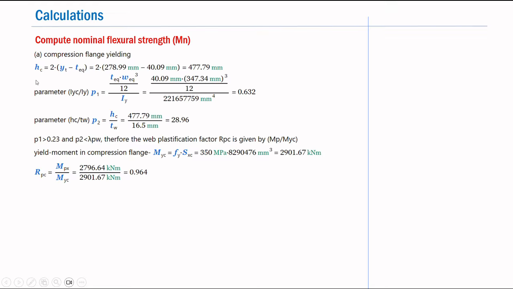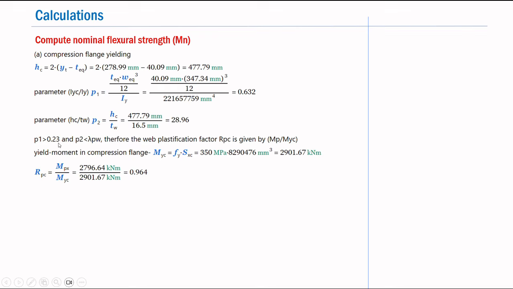For example, here there is a parameter known as hc, that is 2 into yt minus teq, that is evaluated as 477.79 millimeters, and we have a parameter Iyc by Iy, and I am not going to explain all these parameters because you can refer directly to the code. And then there is another parameter hc by tw, that is 28.96, and the values of these two parameters will decide an important factor known as a web plastification factor, Rpc.